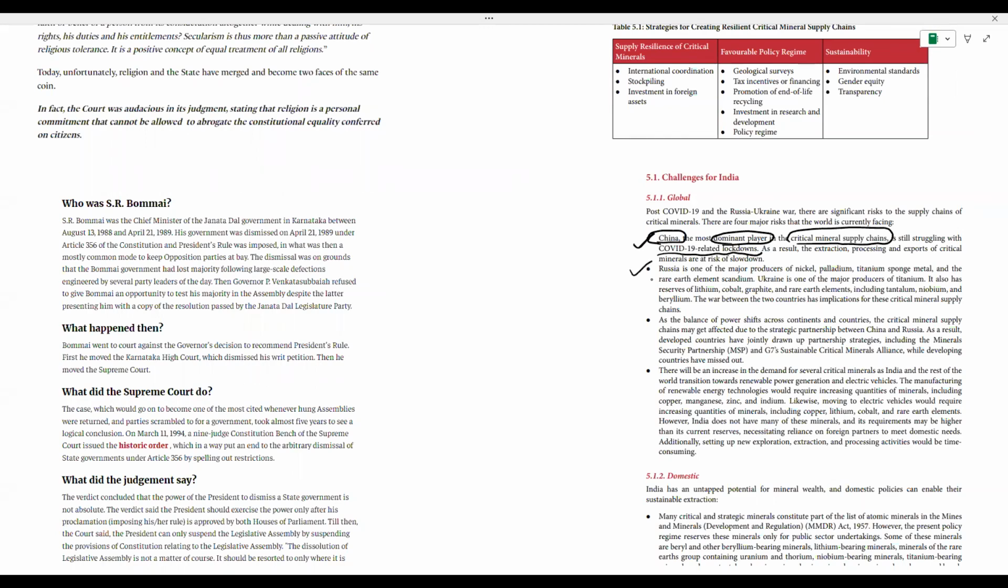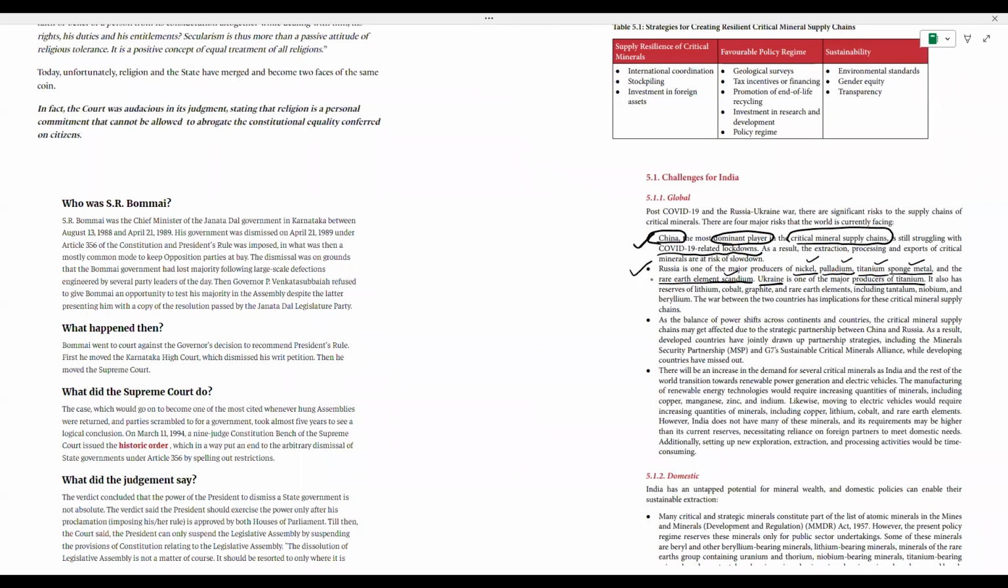The second reason is the Russia-Ukraine war. Guys, Russia is the major producer of many critical minerals like nickel, palladium, titanium, sponge metals, and rare earth elements like scandium. And Ukraine is also a major producer of titanium.